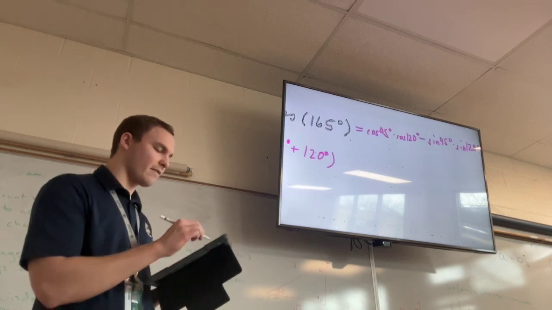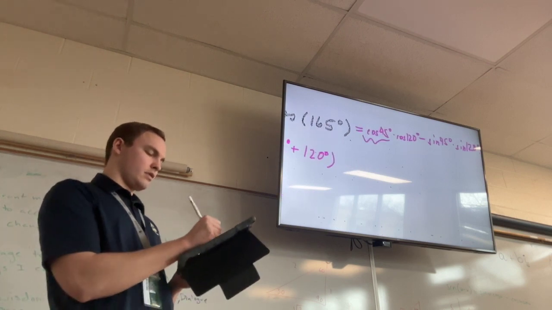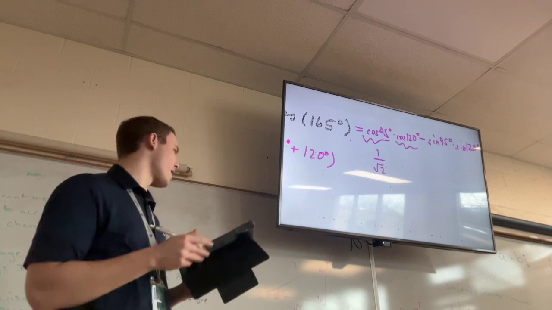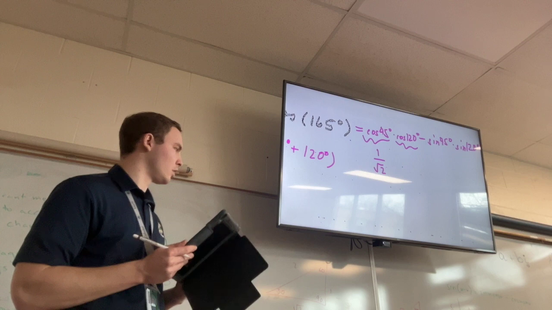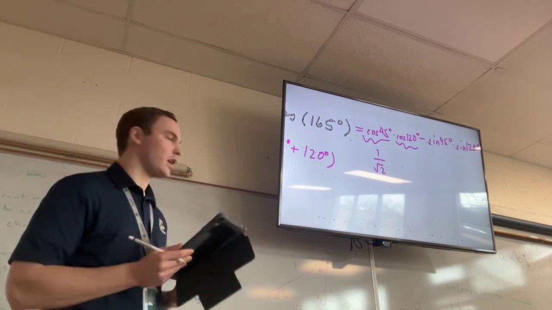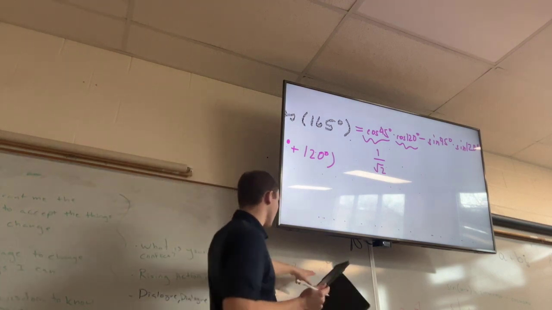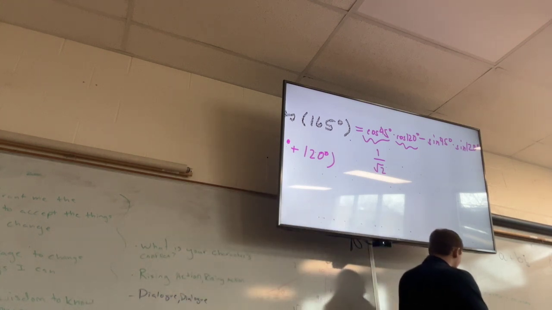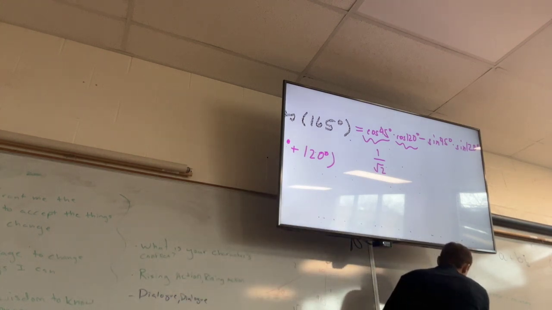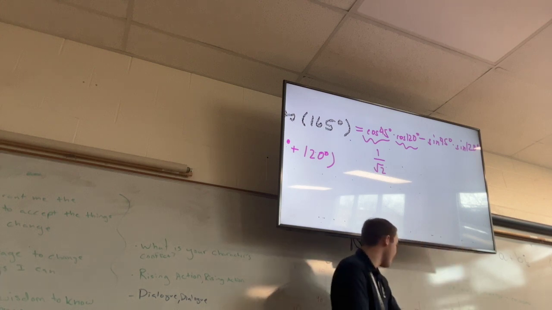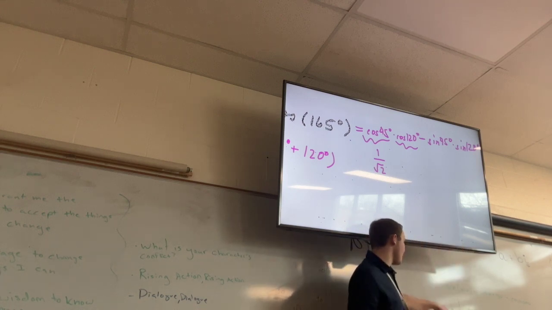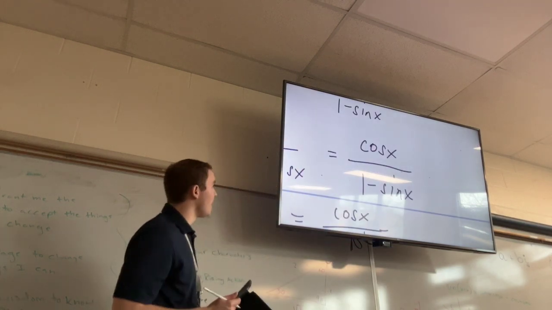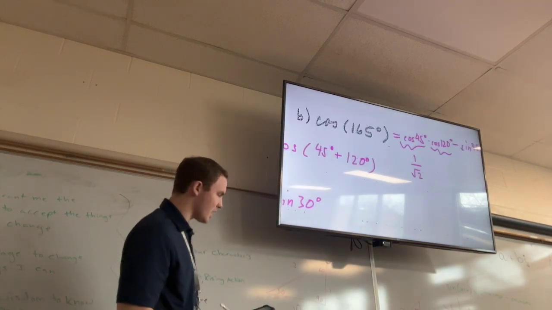What's the cosine of 45 degrees? 1 over root 2. Cosine of 120 degrees. What reference angle do I use? We use 60, right? So 120 degrees is in the second quadrant here. 180 minus 120 is 60 degrees, right? So the cosine of 60 degrees is what?